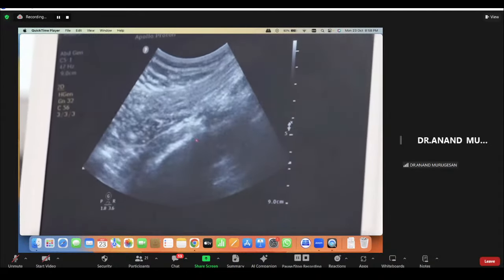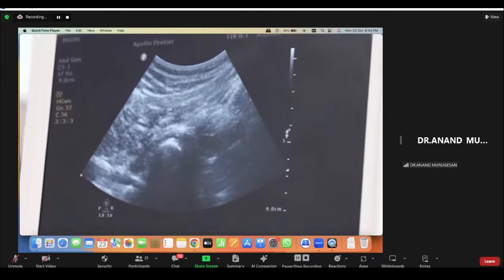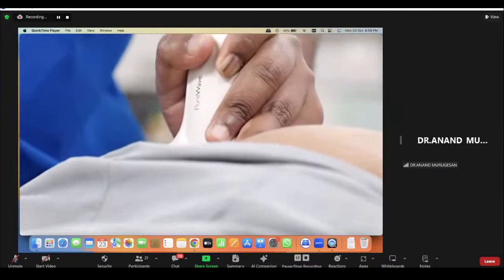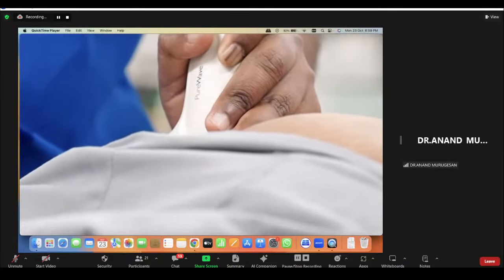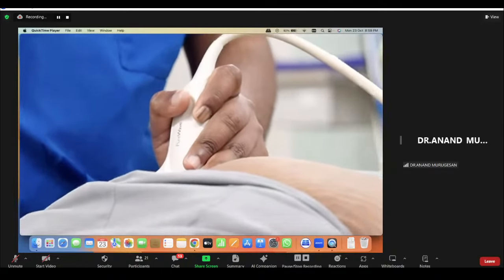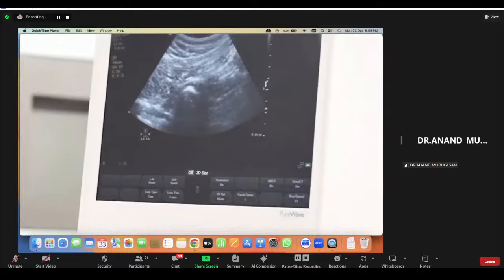So the ischial spine is straight and the ischial tuberosity is curved. Can you show here? This is the ischial spine, which is proximal, and then I'm slightly curving it down, and the ischial spine becomes the ischial tuberosity. Can you show here, please? So now this is the ischial tuberosity.